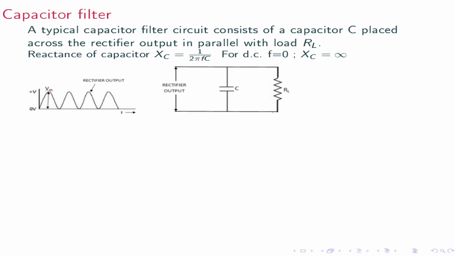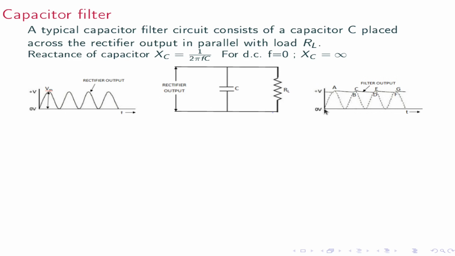So we can design a capacitor filter like this. A capacitor is connected across the load and the output of the rectifier is given here. This is the output of the rectifier. So the output of the filter circuit will be like this. Let us see the working of this capacitor filter. The dotted line gives the input and this is the output.